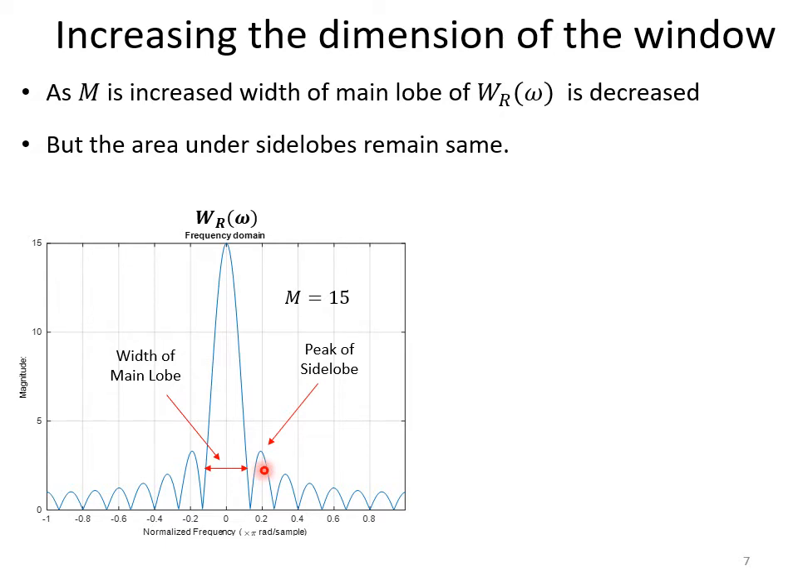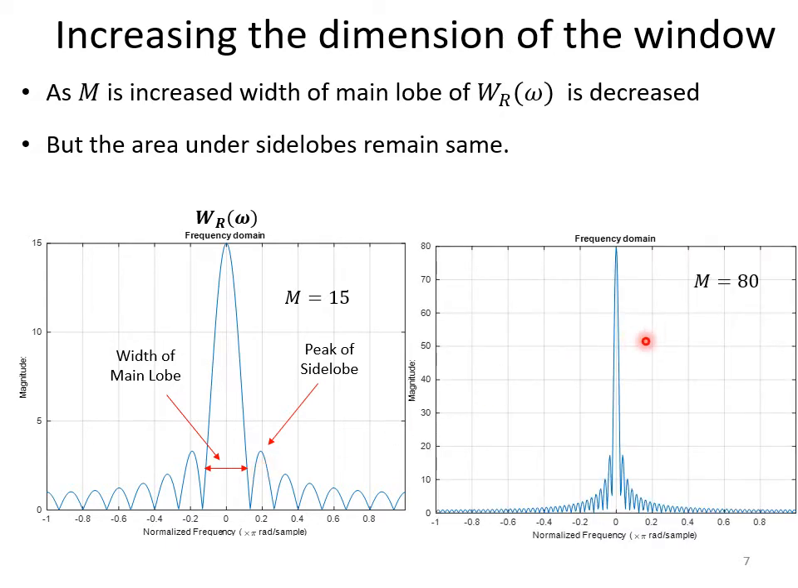So when m is increased, you can see the width of the main lobe is decreasing, right? The width of the main lobe has decreased significantly, but the side lobes are still there, right? In fact, their peak and the number of side lobes have increased as m is increased, right?